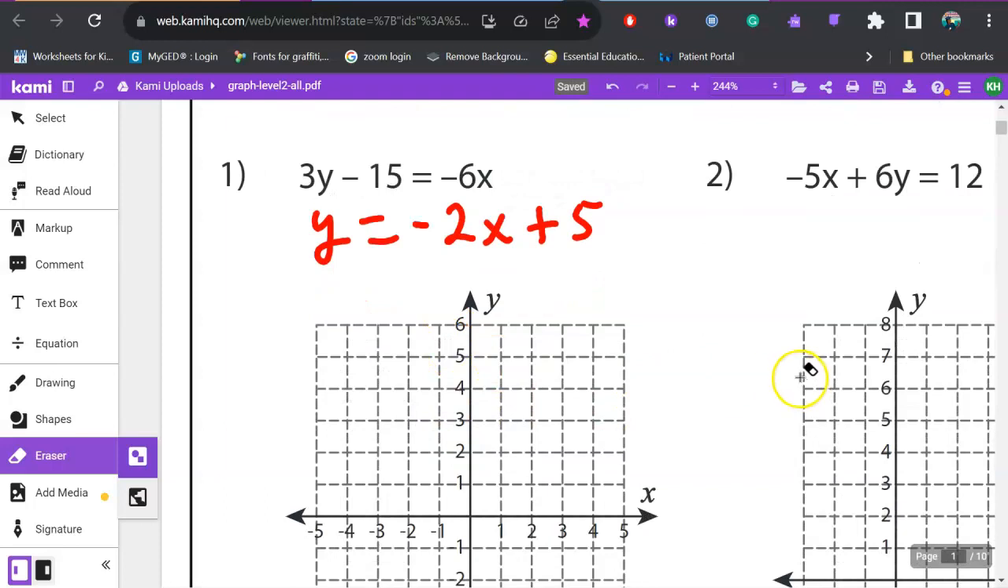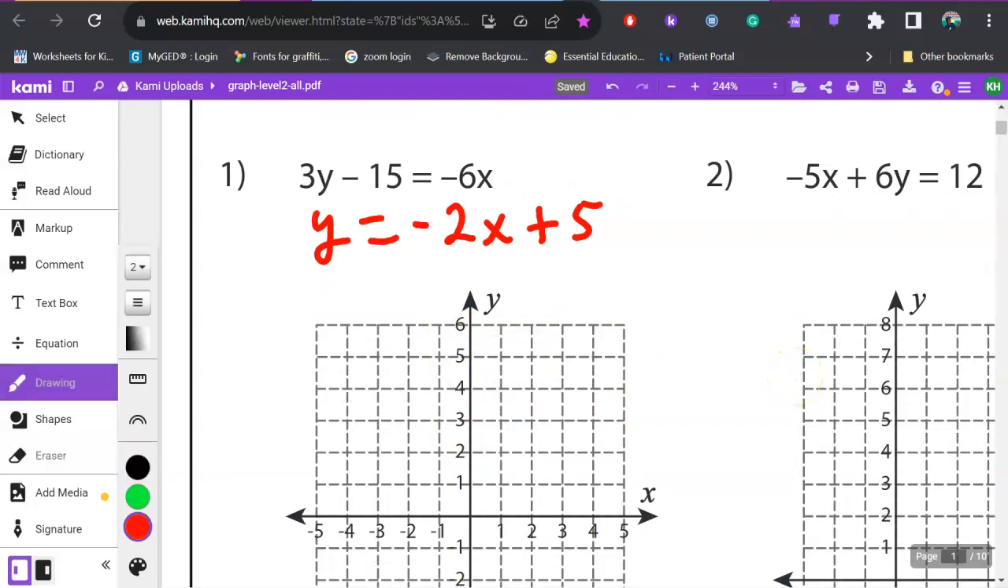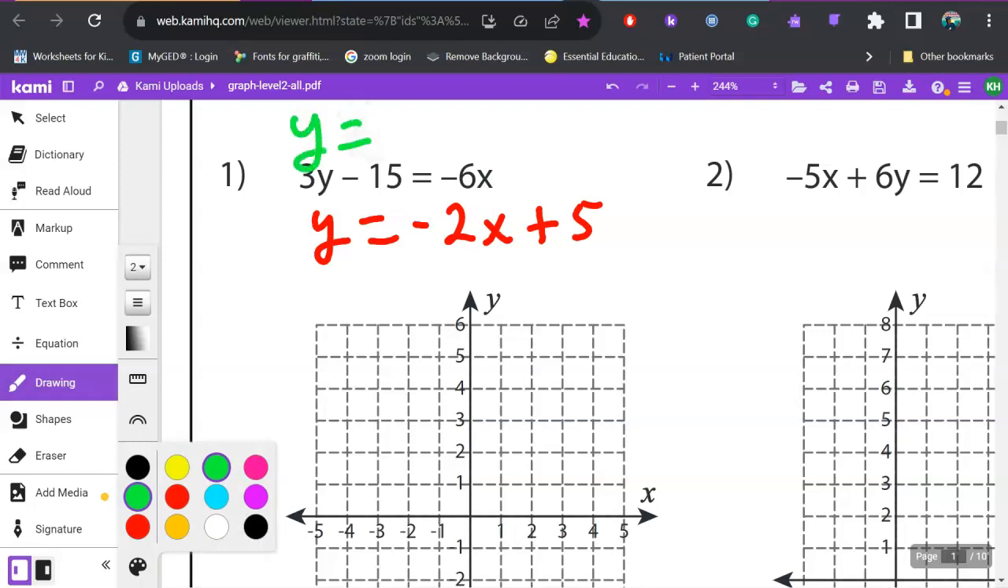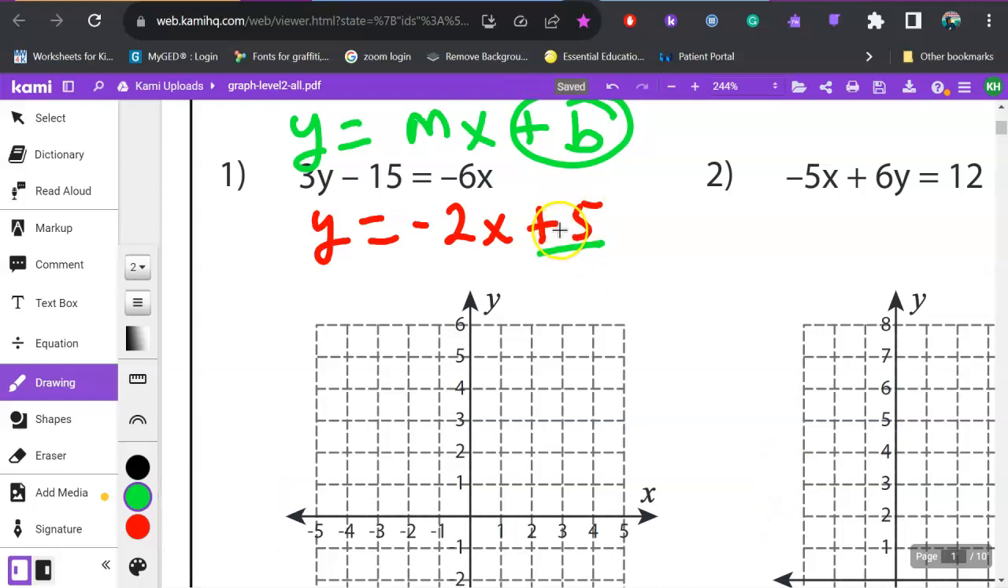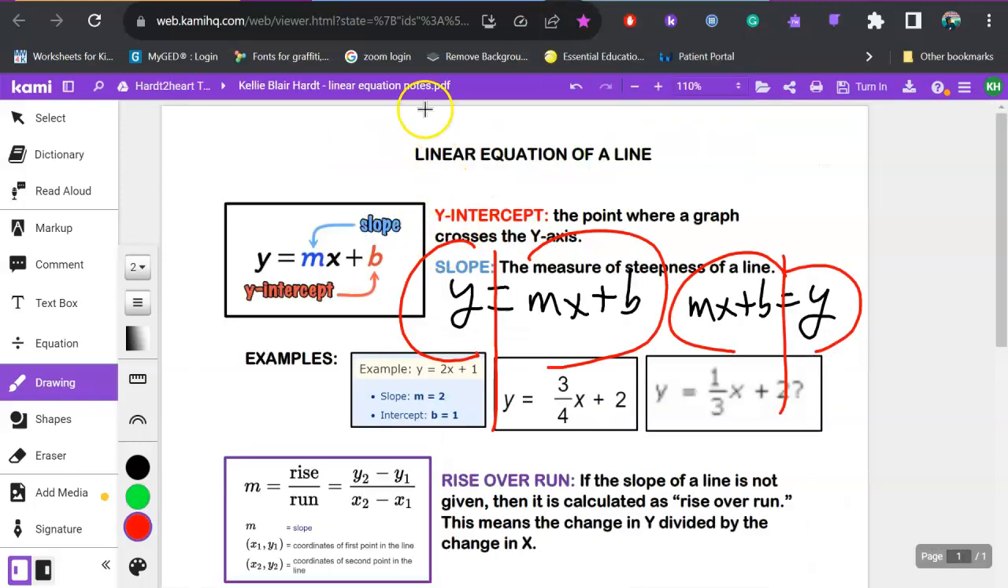When we graph, this is the rule. This is what's important: how to start graphing. You're going to first graph your b number, your y-intercept number. Remember, the formula is y equals mx plus b. Your first dot is going to be the b number. Remember, with our answer, our b number is a positive 5, isn't it? Positive 5. The b number, according to our notes, is the y-intercept number.